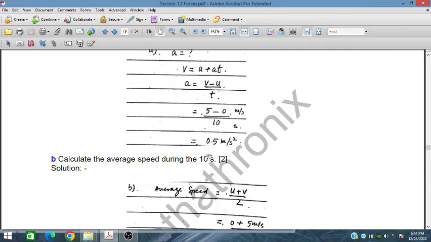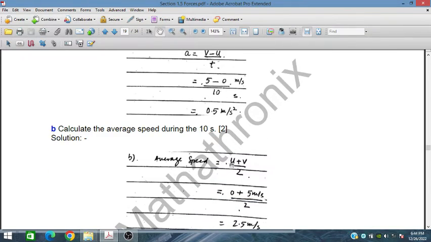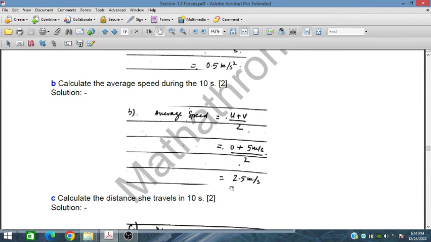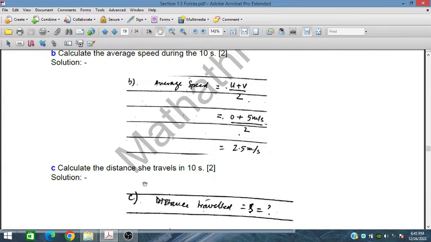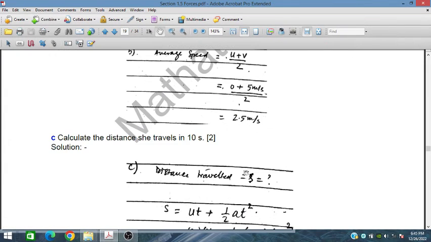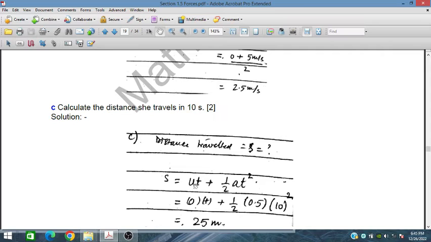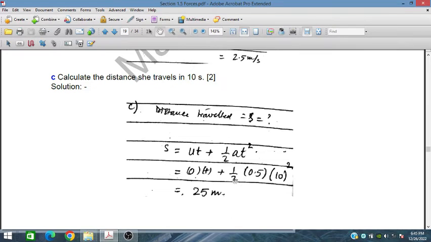Calculate the average speed during the 10 seconds. So average speed is (u plus v) divided by 2, so this is (0 plus 5 meters per second) divided by 2, which is 2.5 meters per second. Calculate the distance she traveled in 10 seconds. So the distance traveled in 10 seconds is s equal to ut plus half at squared. The initial velocity was 0, so this is 0 plus half at squared, acceleration is 0.5 and time is 10 squared. So this is 0.5 into 100, which is 50, divided by 2, is 25 meters.